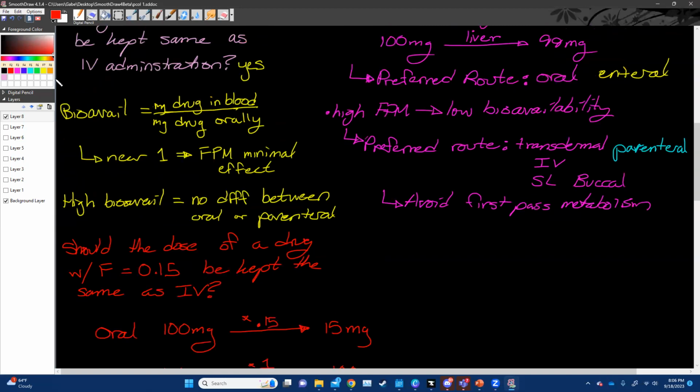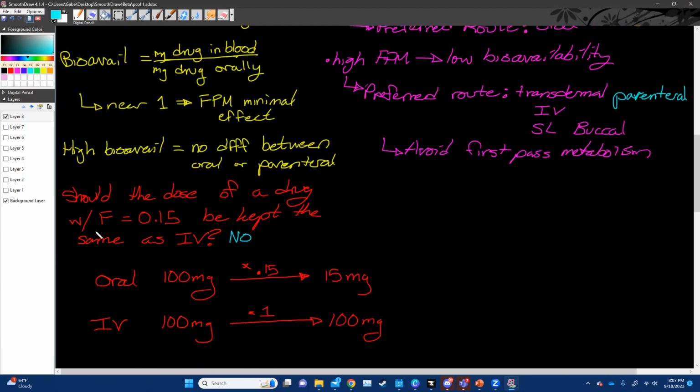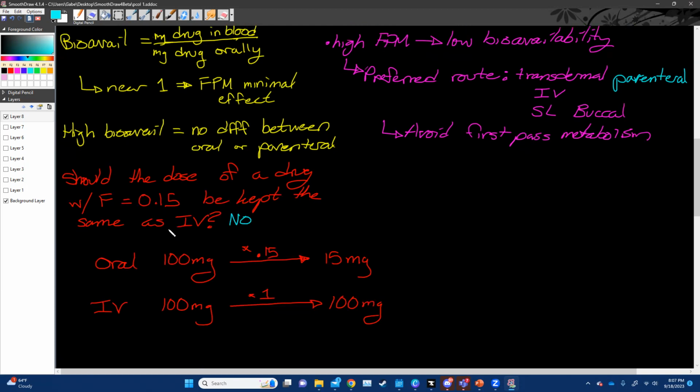Which question is he going to most likely ask on the exam? This one down here, the one with the low bioavailability. The reason why is because the cutoff, 95% versus 97% versus 99%, is different for every drug. But definitely anything below 50%, you are most definitely not going to be keeping the doses the same. Why is it 100 milligrams? It doesn't necessarily need to be.